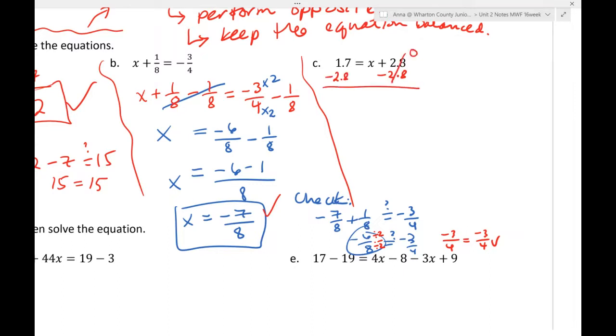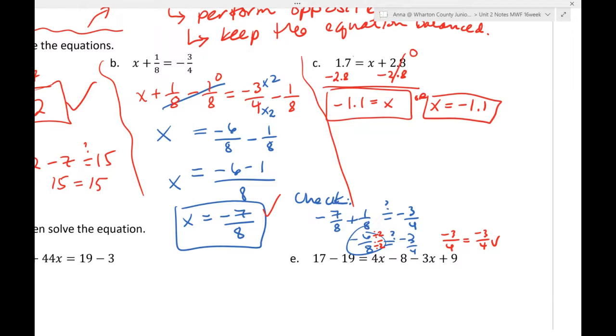These will cancel to 0, which is always what we're looking for, just like we did here. And so we get negative 1.1 equals x. You could rewrite it as x equals negative 1.1 if you like to write it that way better. These are the same thing.